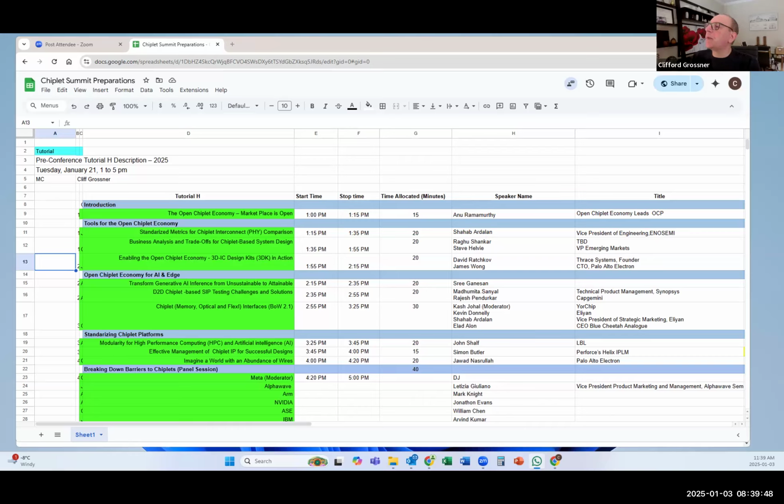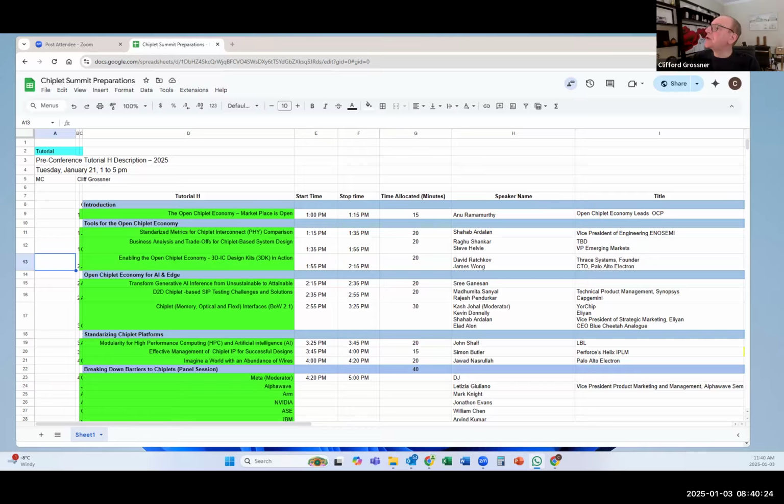We'll also have an update as to where we are on the different bunch of wires 2.1 interfaces that are coming along. And then John Shaft has agreed to do a talk on the modularity work going on in the modularity workstream, looking at modularity for HPC and AI. We do have an invited talk that came in from the conference organizers on databases for managing chiplet IP. And that's going to be done by someone who's new to our community, Simon Butler.